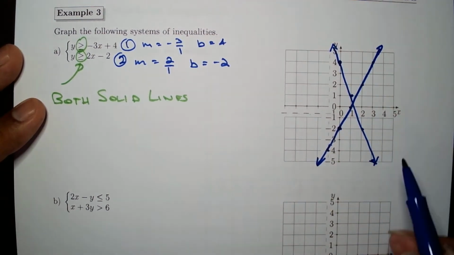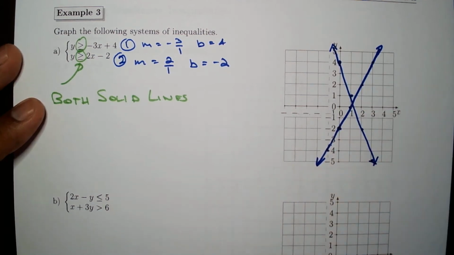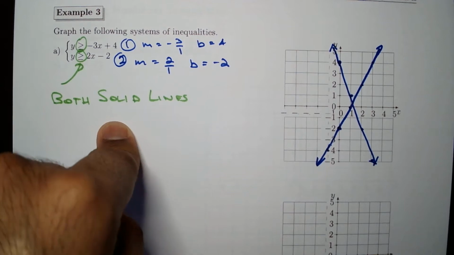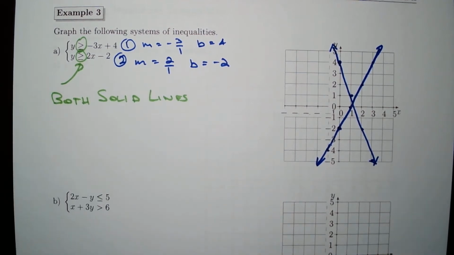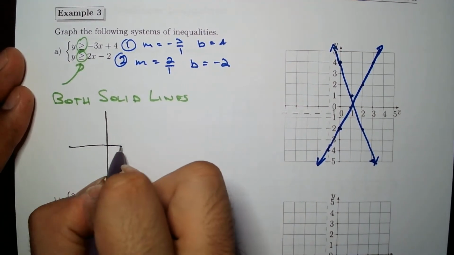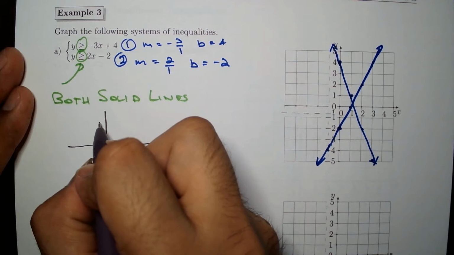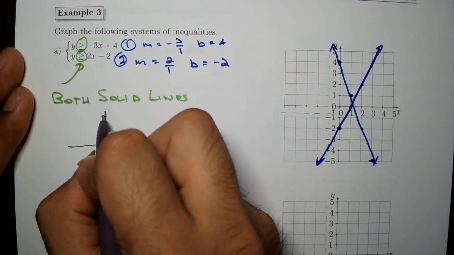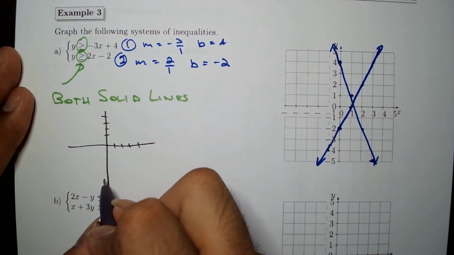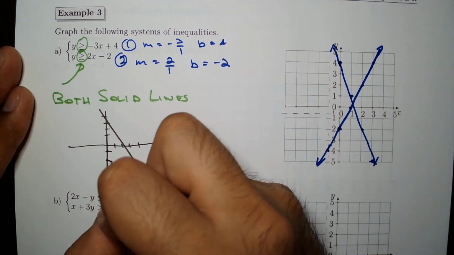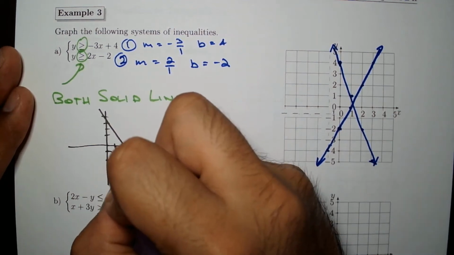I'm not going to do the shading here yet. First, I'm going to do some scratch work. What I will do is draw another Cartesian plane, and I basically have this line over here and that other line over there.